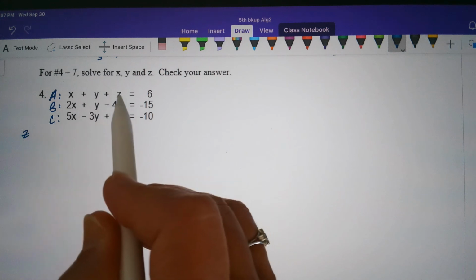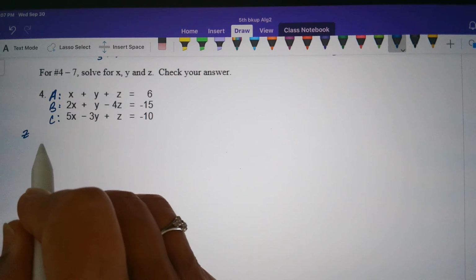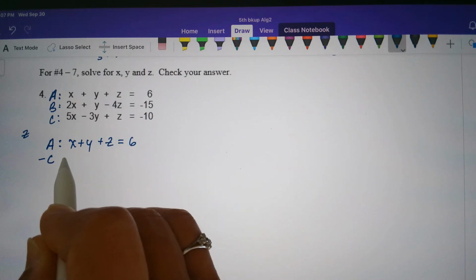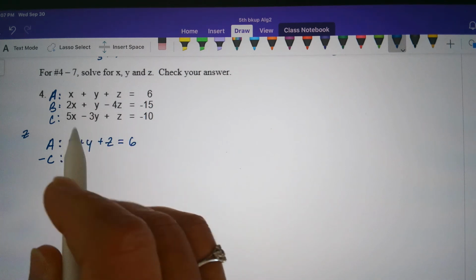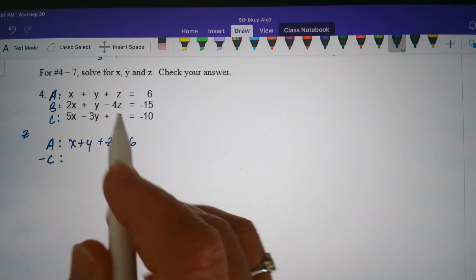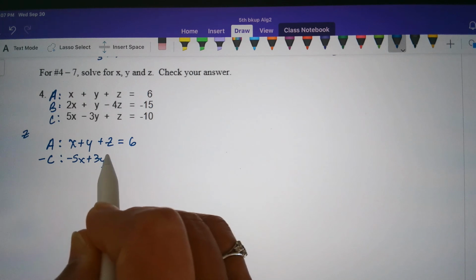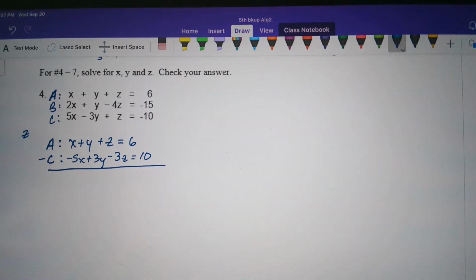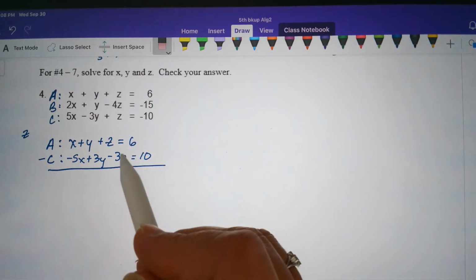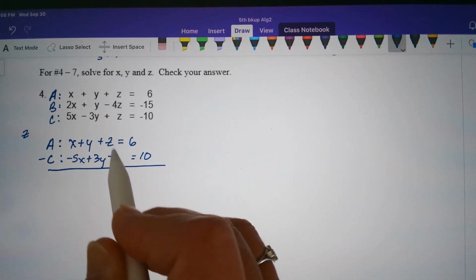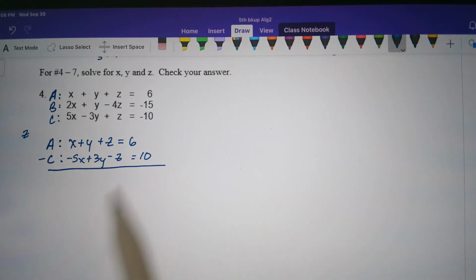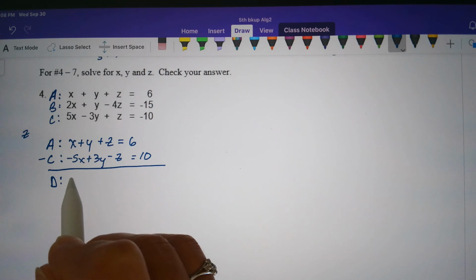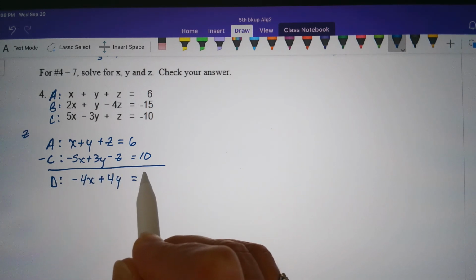Okay, so I'm going to take A and negative C. So A is x plus y plus z equals 6. And negative C, I'm going to negate each term here, which is the same as multiplying each term by negative 1. So that's negative 5x plus 3y minus 3z equals positive 10. I apologize, that should be a minus z. Okay, so now our z's are opposites. So now when we add, this is labeled D, negative 4x plus 4y is equal to 16.